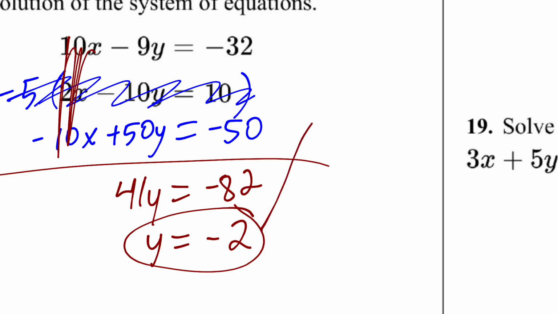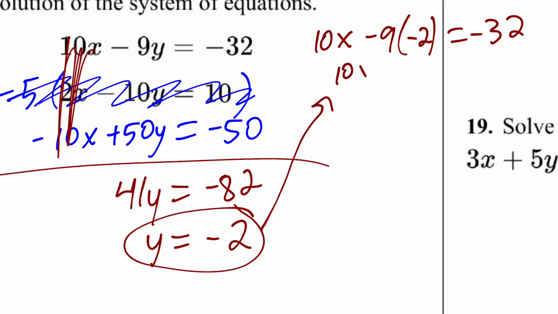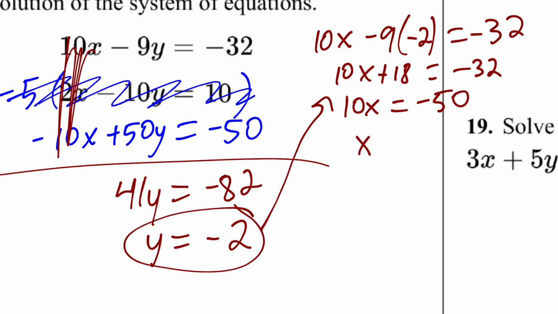At this point, I'm going to plug back in. Let's do 10x minus 9 times negative 2 is equal to negative 32. Or 10x plus 18 is equal to negative 32. Or 10x is equal to negative 50. Or x is equal to negative 5.